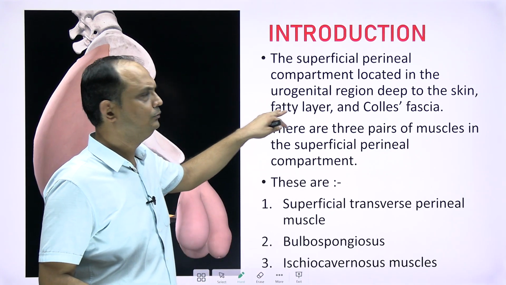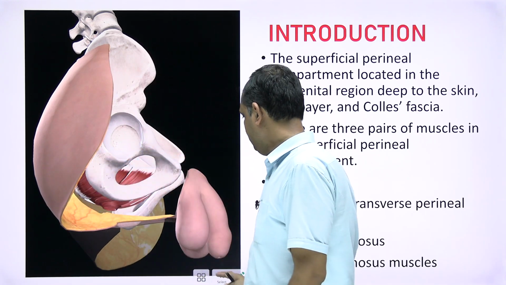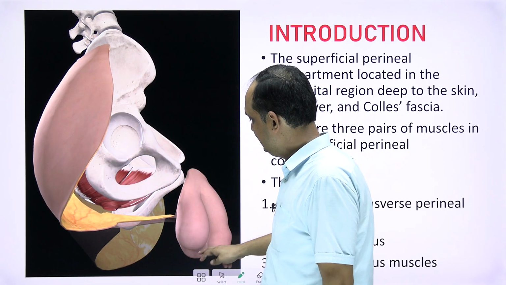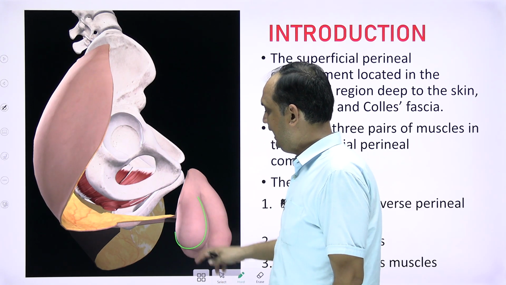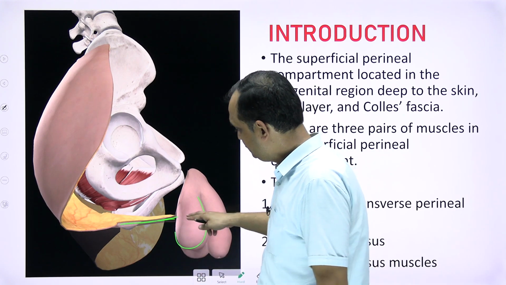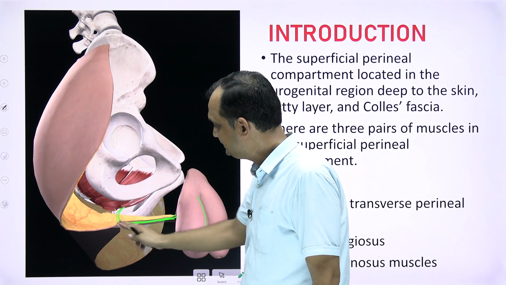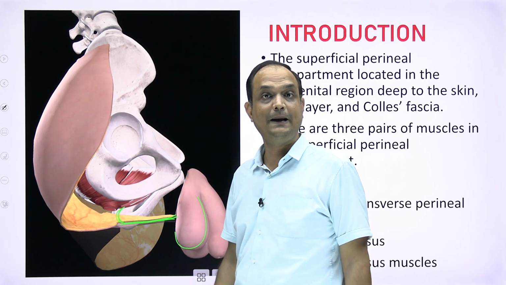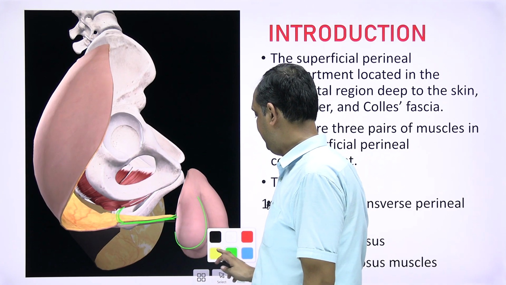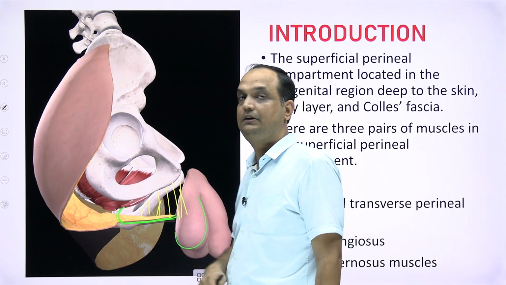The superficial pouch lies just below the skin. In this diagram you can see the skin of the scrotal area, and here you have the Colles fascia. This Colles fascia will go and attach to the posterior side of the perineal membrane, and the gap present here is known as the superficial perineal pouch.